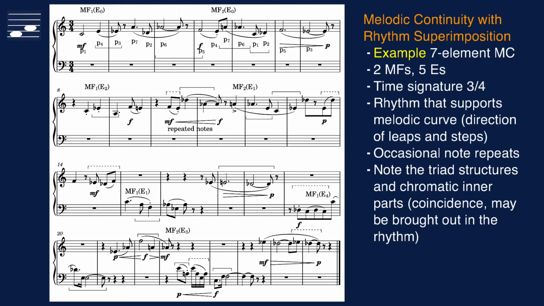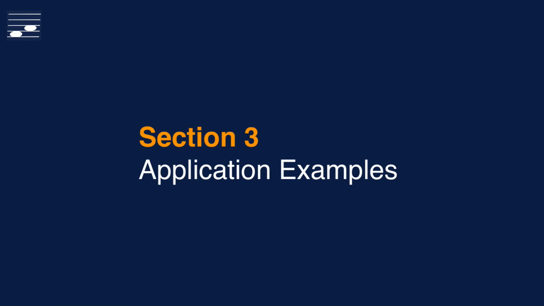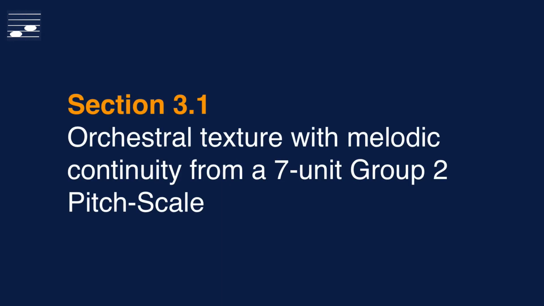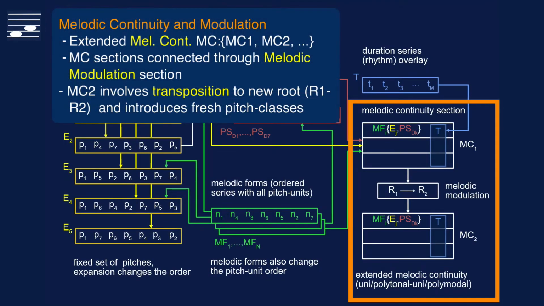Now that you've seen the process for generating group 2 pitch scales through tonal expansion and the procedure for creating a melodic continuity, let's have a look at 3 example compositions. The first short composition is an orchestral piece based on a 7-unit group 2 pitch scale. We are now on the right hand side of the overview diagram, where an extended melodic continuity is shown, with multiple sections connected through melodic modulations that present the scale on a fresh tonic degree, a new root.